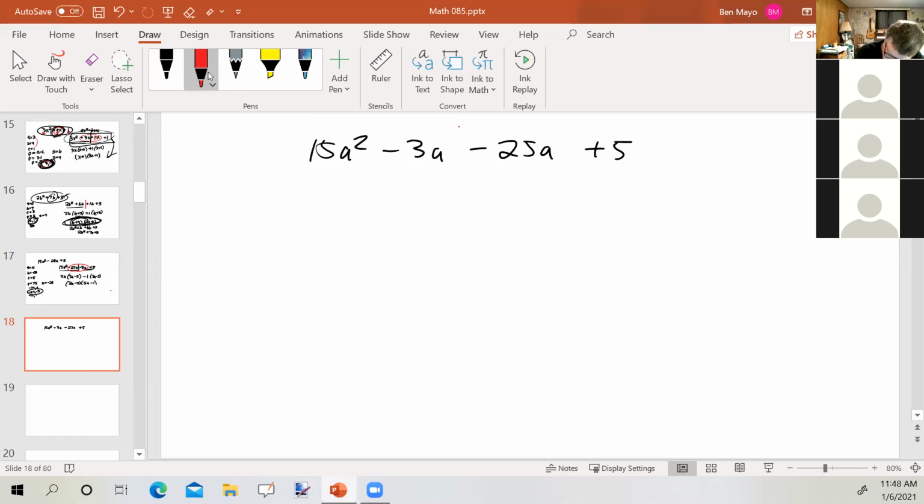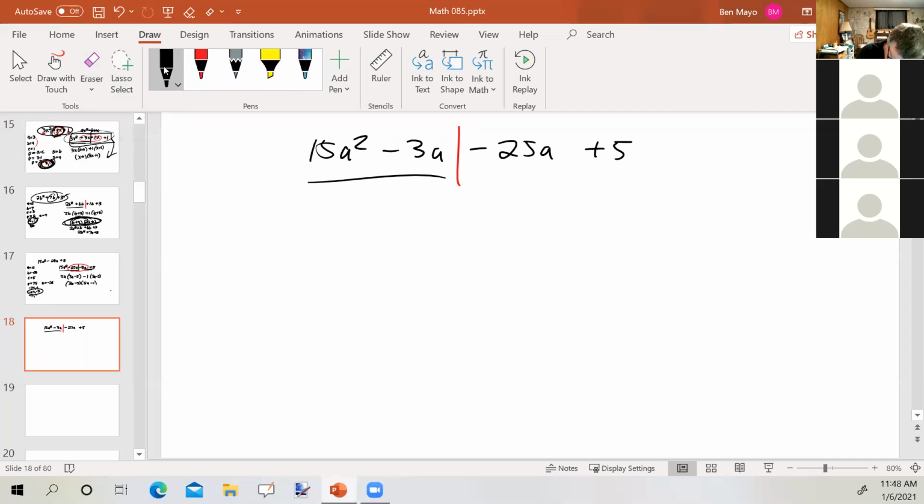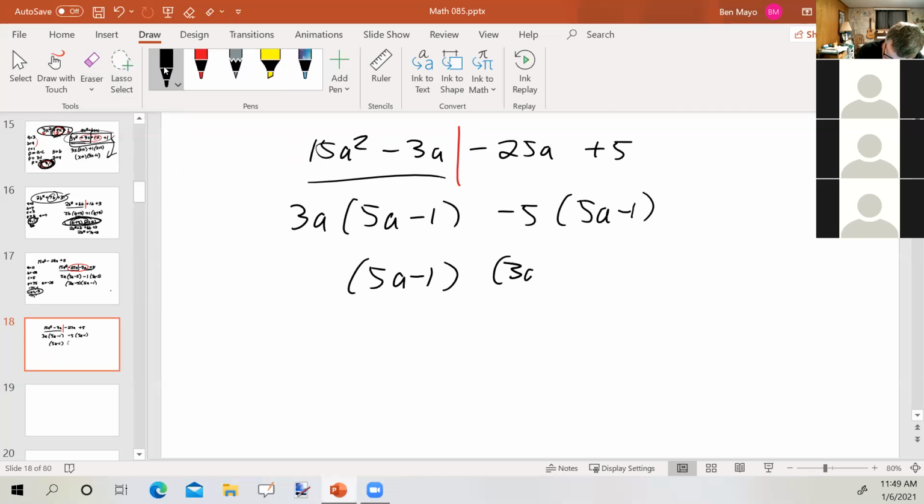Well, using factoring by grouping, let's see, here I'd take out a 3a and I get a 5a minus 1 and a 5a minus 1. And a minus 5, which gives me a 5a minus 1, 3a minus 5. So we get that answer.